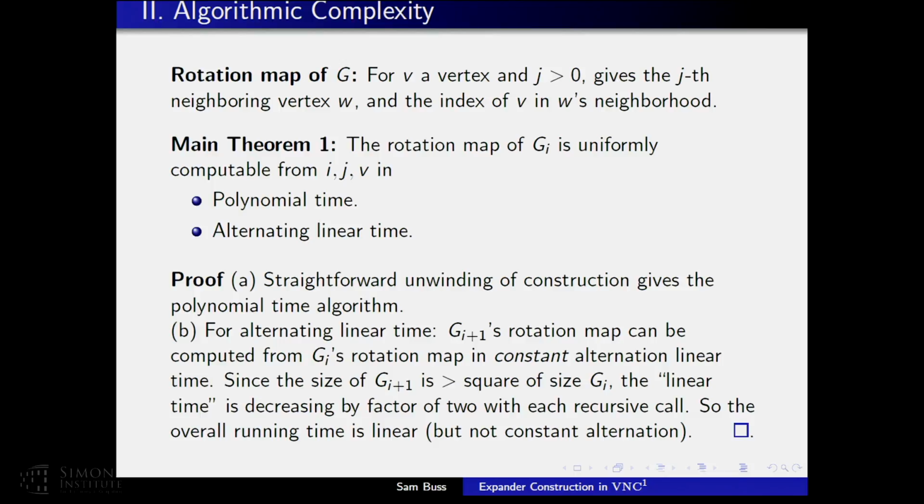Now the second part of this is that the size of G sub i plus 1 is bigger than the square of the size of G sub i. So the specification of vertices is shrinking in half from G sub i plus 1 down to G sub i. So if you unwind these recursive calls, you have linear time, and then you've got basically half linear time, and then quarter linear time, and so forth. And so the overall runtime is still linear time, but no longer constant alternation. And that's the idea of the construction.